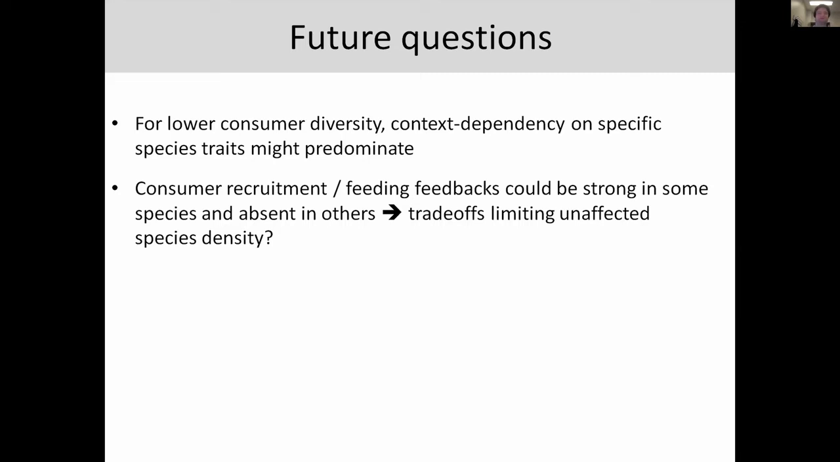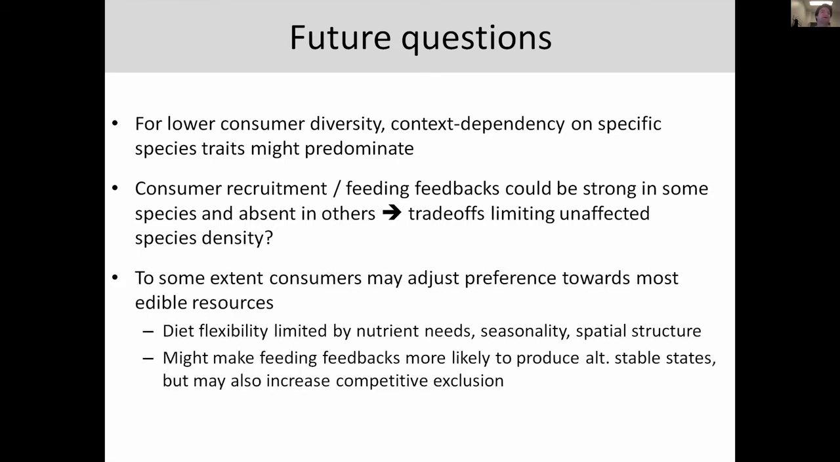And so when we're modeling that, it's really interesting to consider what are the biological trade-offs that can still limit the density of the species that aren't affected by the feedback. Then, of course, here we modeled the food web connectance, or the species consumer-resource interactions, as being kind of static through time, that kind of connectance network.